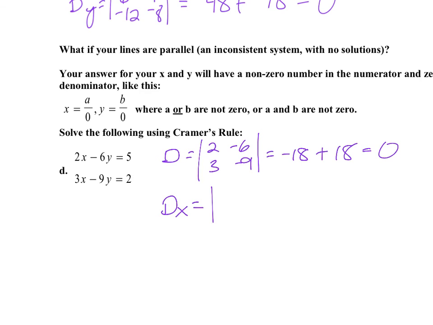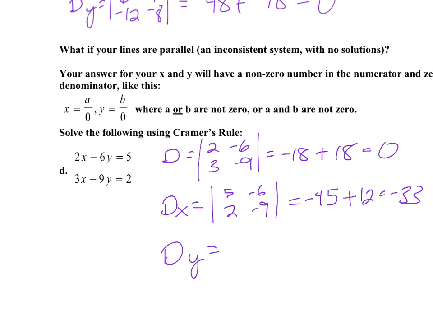X is going to be 5, 2, and negative 6, negative 9. Negative 45 minus a negative 12. Negative 33. Okay, that's actually a number, but it's going to be divided by 0, which you can't do, so it's a no solution. Okay, D sub y, I have my appropriate x values, but now I have the answer column for y. I have 4 minus 15, again, a negative 9, so it's a number. This pattern means no solution.